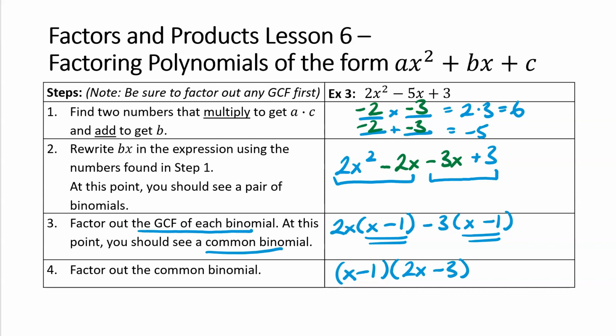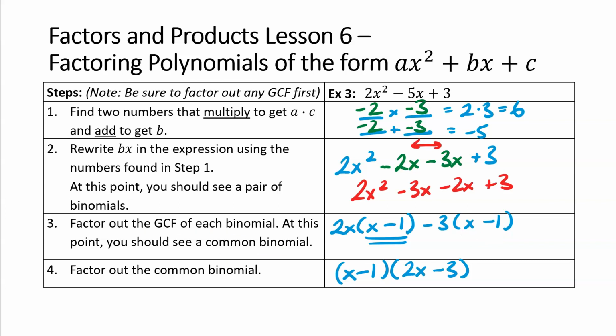Now some of you might be asking, what if I rewrote the middle term another way? What if instead of writing 2x squared minus 2x minus 3x plus 3, we wrote 2x squared minus 3x minus 2x plus 3? So what if we swapped places with those two? Well, you're going to end up with the same result. And let's just walk through that in red here, just to show you.